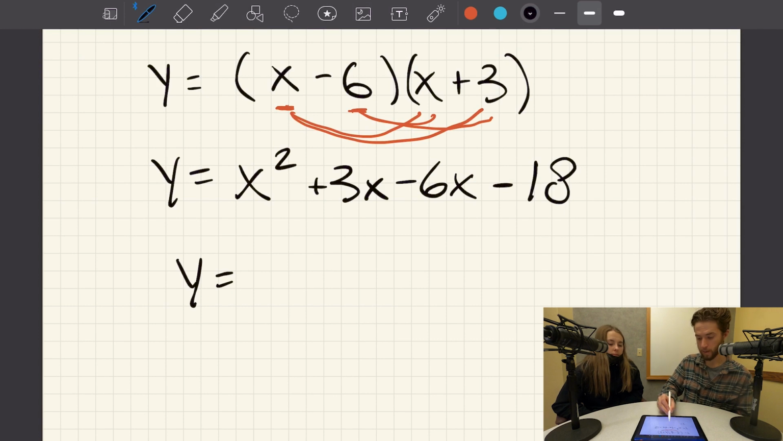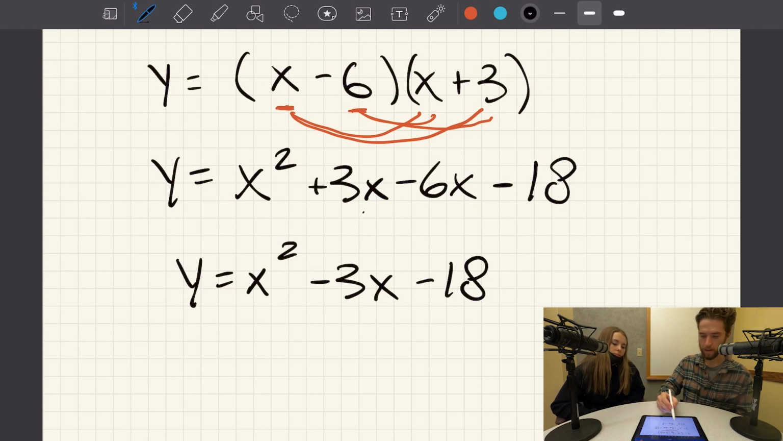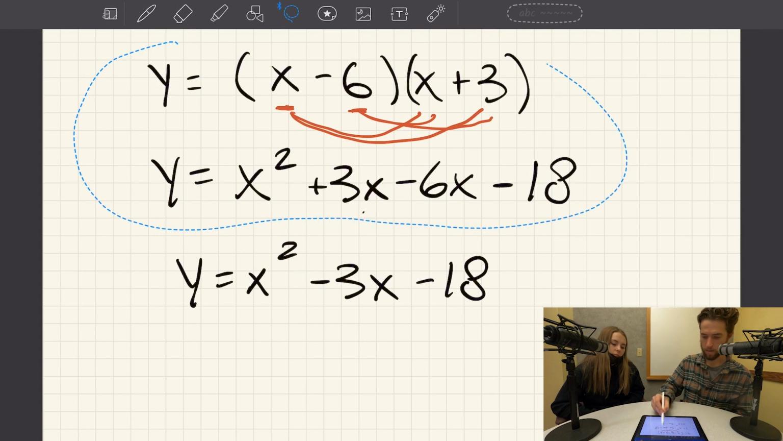So anything that has an x squared in it, and we only have one of them, okay. Anything that has an x in it, so now we get to do 3x minus 6x. So you're up 3 x's, and then you lose 6 of them. Now how many do you have? You have -3x, okay. And then anything that's just a whole number, just the -18. So now I do this.